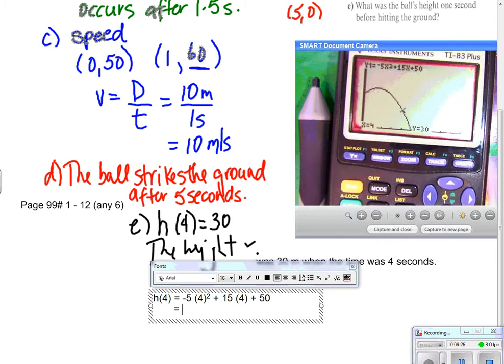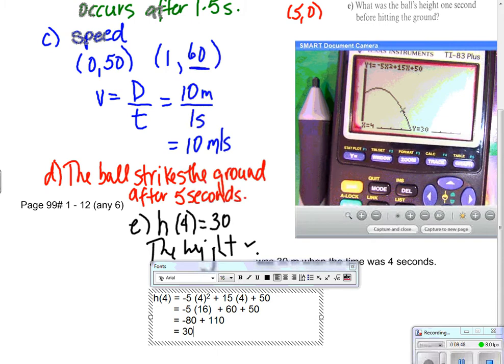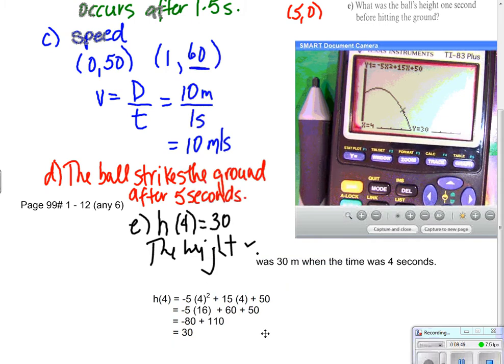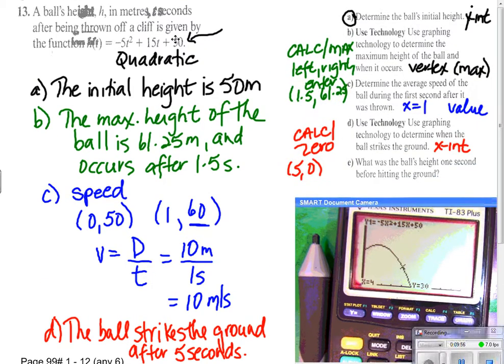So careful with order of operations. 4 squared is 16. I need to do the power first. And then we're going to do multiplication. Negative 5 times 16 is 80. And our final answer should also be 30. So you can do it with a graphing calculator, you can do it by hand. Some of these other calculations, our goal will be to do them by hand as well.